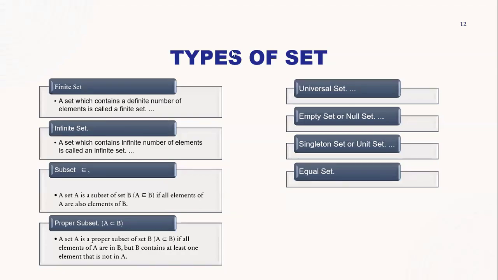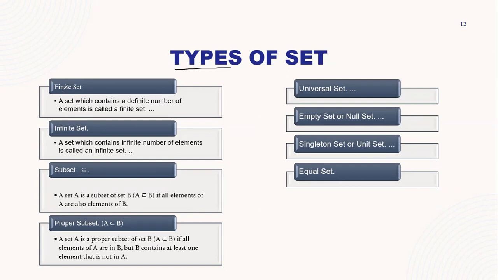Types of set. Now, we have discussed the forms of set, but types are different. Forms is a different thing and types are a different thing. Form means how you can represent the set, and types means how many different types of set exist. So whenever a set is represented, then we can tell about its type.